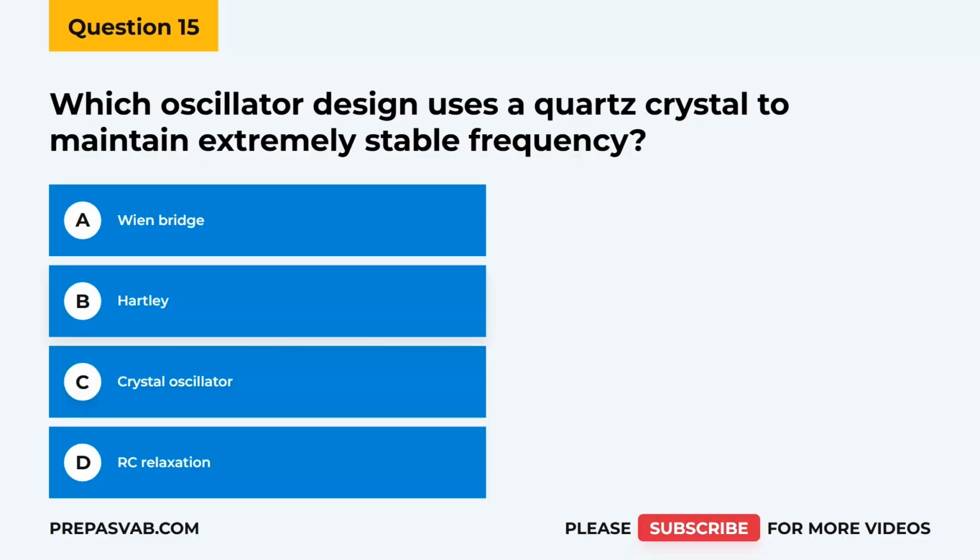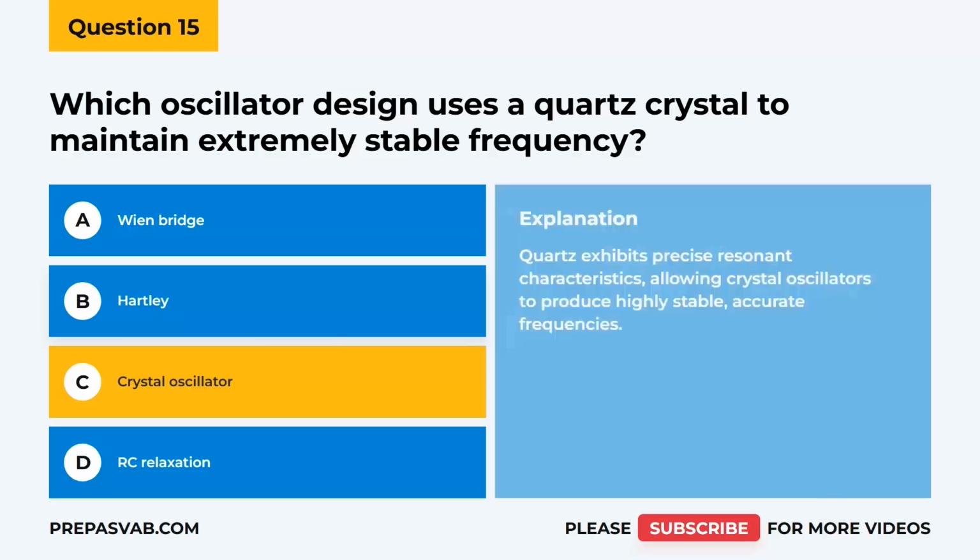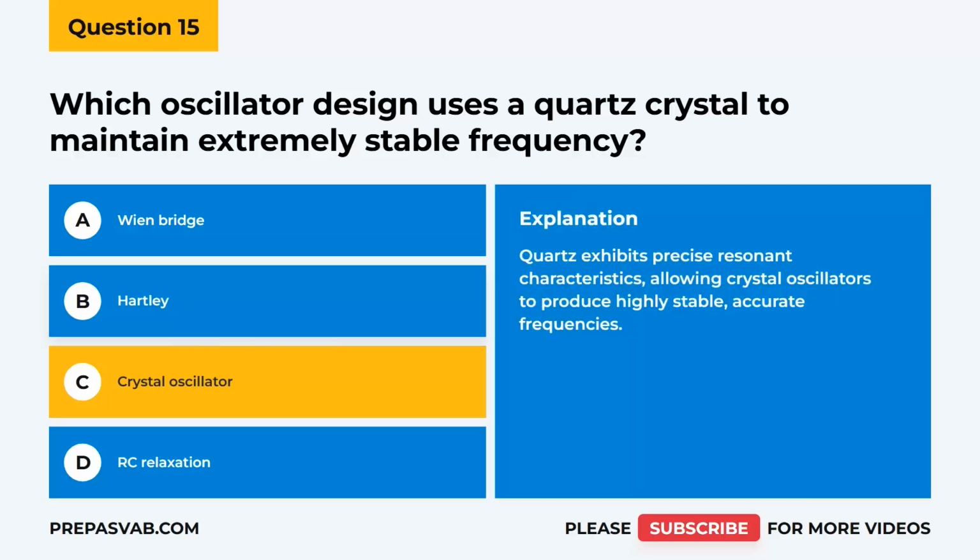Question 15. Which oscillator design uses a quartz crystal to maintain extremely stable frequency? A. Wien-Bridge. B. Hartley. C. Crystal oscillator. D. RC relaxation. The correct answer is C. Crystal oscillator. Quartz exhibits precise resonant characteristics, allowing crystal oscillators to produce highly stable, accurate frequencies.